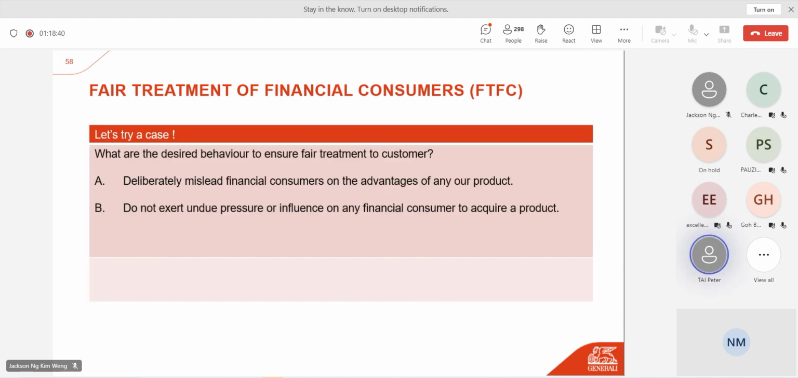Okay, now let's do another round of brain exercise. What are the desired behaviors to ensure fair treatment to customers? Deliberately mislead, or do not exert undue influence? Okay, A or B? Come on, everybody.